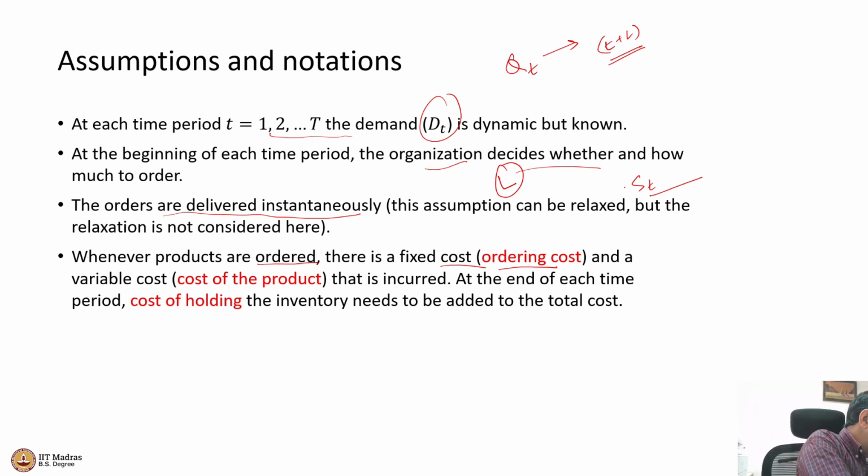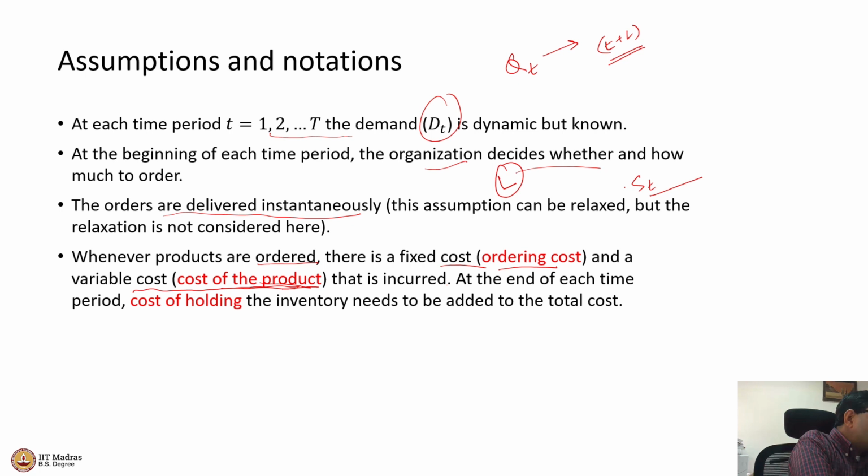There is a variable cost, which is the cost of the product itself. If I decide to place an order for 10 products, I will have to pay my supplier for 10 products. If I decide to place the order for 20 products, I will have to pay the supplier for 20 products, which is typically a very linear price that the supplier charges me. Again, just like in EOQ, we are ignoring the possibility of discounts, even though, as we said at that time, discounts can be considered. It will make the problem slightly more complicated, but it can be done.